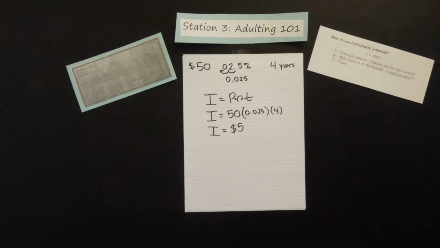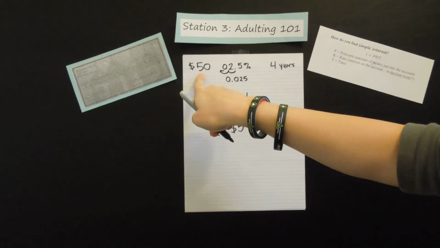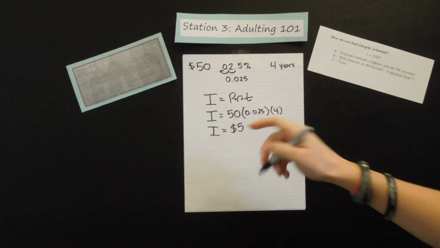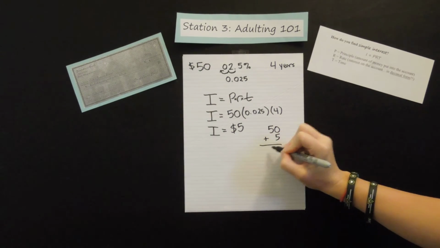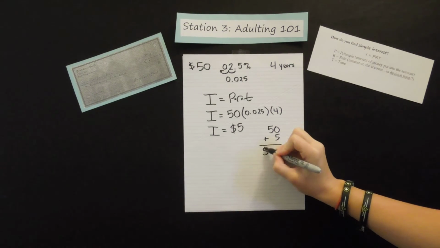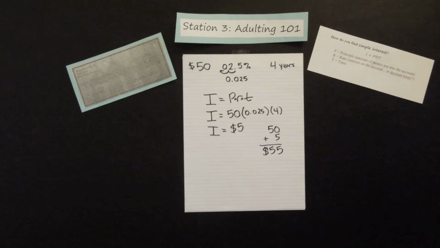So now if I want to calculate how much money I have total in my account after those 4 years have gone by, I would simply add the original amount of money in that account plus the amount of interest I gained. So I would add $50 plus $5, and I would get, wow, $55. That's how much money would be in my account after those 4 years have gone by, thanks to some great interest from my bank. And that is how you calculate simple interest, and that is Adulting 101.